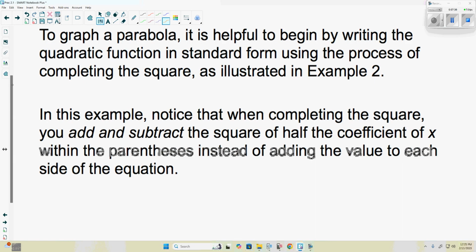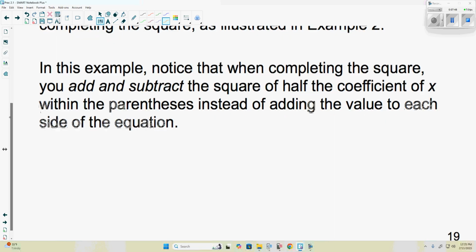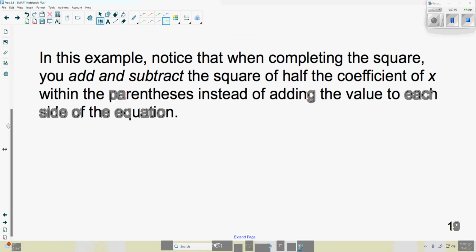So to graph a parabola, it is helpful to begin by writing the quadratic function in standard form using the process of completing the square. In this example, you will add and subtract the square of half of the coefficient of x within the parentheses instead of adding the value to each side of the equation.